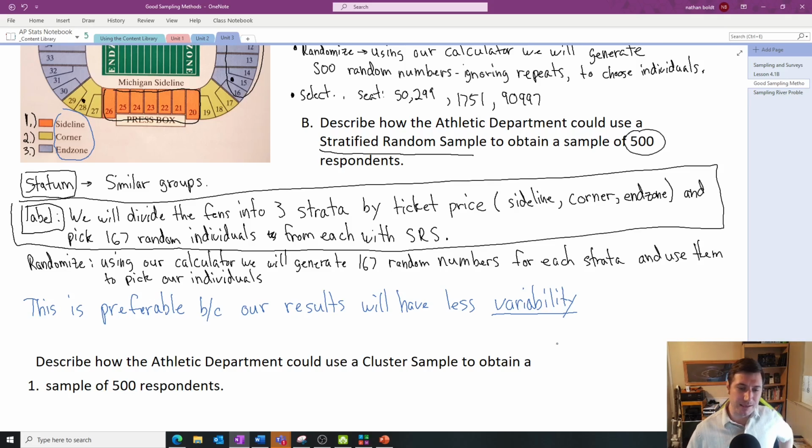All right, next, cluster sampling. To obtain a sample of 500 respondents. Stratified random sample is also sometimes difficult to do, and so another option is a cluster sample, which is oftentimes easier to do. It requires less travel, and hopefully I can show you why it would take less travel in this case. So describe how they could use a cluster sample to sample 500 people.